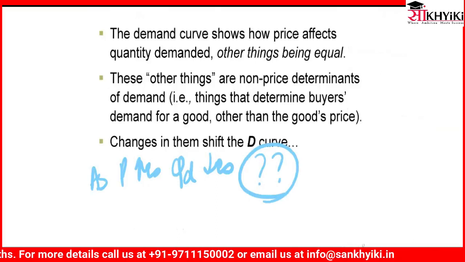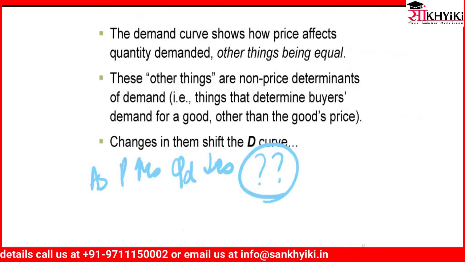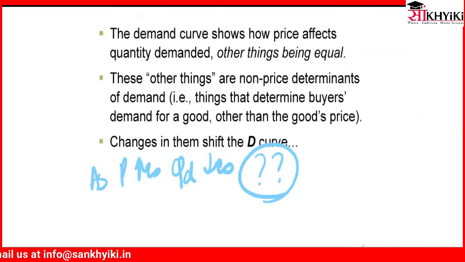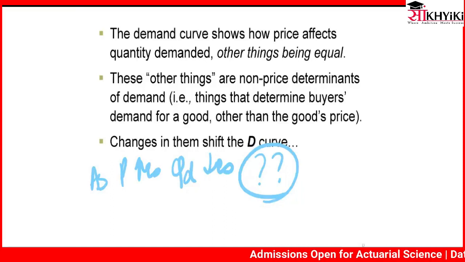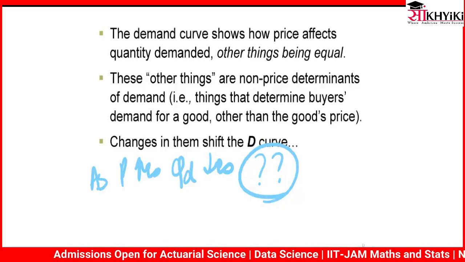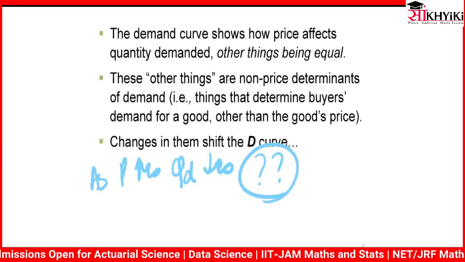Or for example, your taste and preferences. All of a sudden, I'm very diet conscious, so I start demanding more sprouts. I start demanding more of diet coke rather than the usual coke. I start demanding more of nutritious food. Or because there is COVID-19, I want to have a very strong immune system, so I start demanding citrus fruits. So things which are not related to price, but they affect your demand.